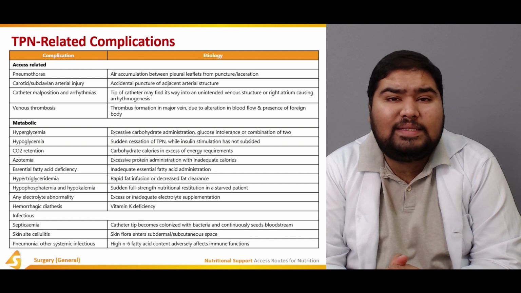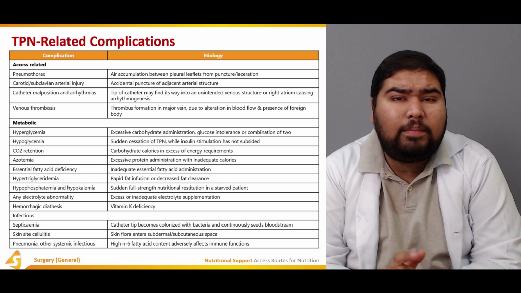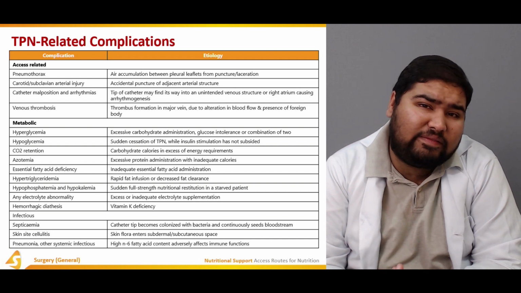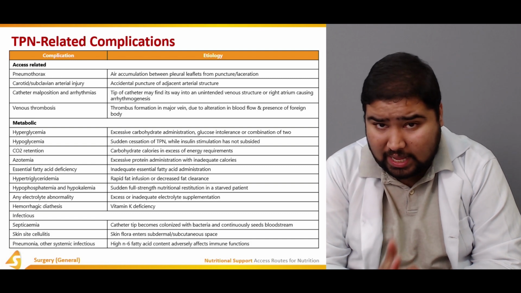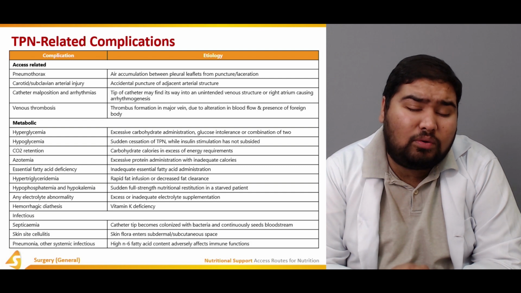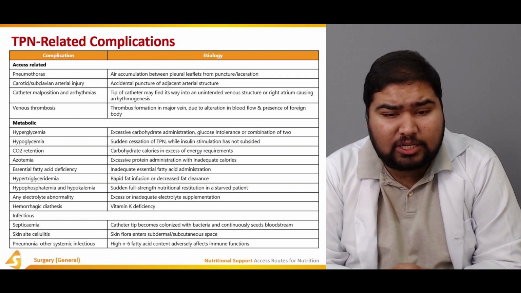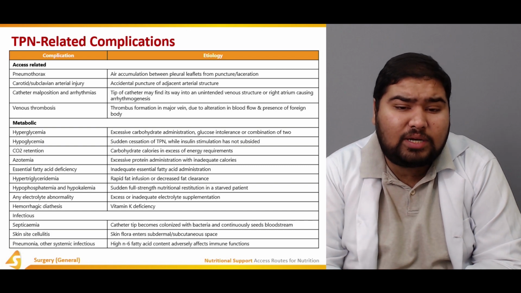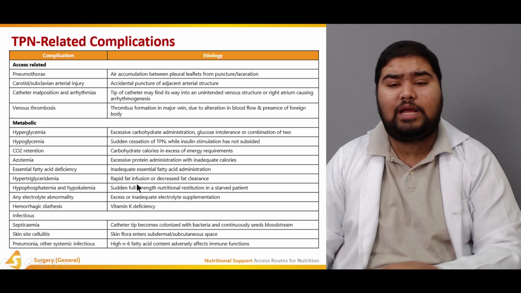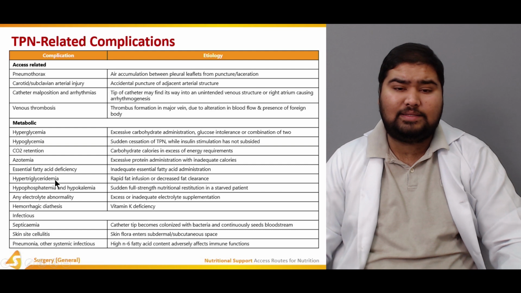Then we can have essential fatty acid deficiency. So talking about essential fatty acid deficiency, there's inadequate essential fatty acid administration. Again, keep in mind there's no enteral support. So this is the only route of administration of food to these patients. We can have hypertriglyceridemia. In hypertriglyceridemia, there is rapid fat infusion or decreased fat clearance.